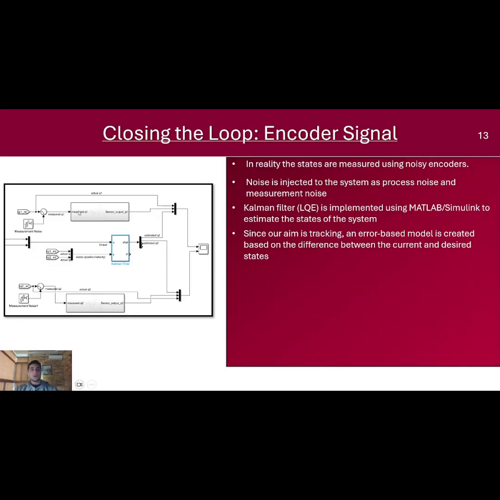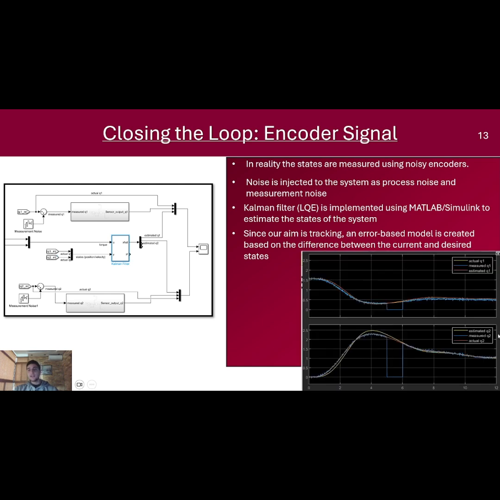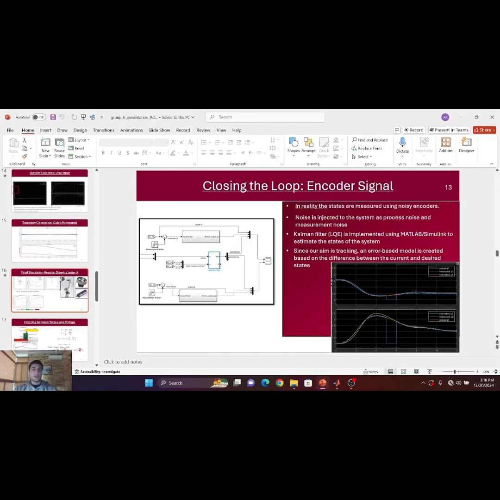This slide shows the usage of the Kalman filter, where we simulated our encoder by adding noise and estimating the response. And these are the results obtained from Simulink. We have in blue the simulated encoder, the estimated measurement or estimated states in red, and the actual position in yellow.